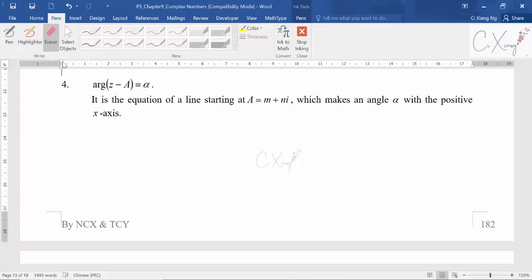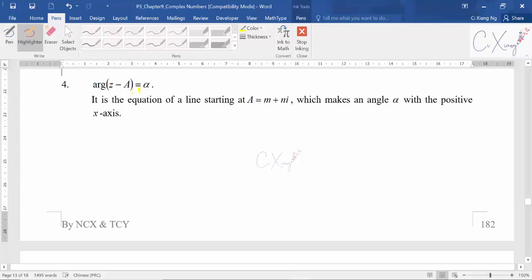Okay, so let us try the last pattern, the third pattern of the locus graph. The third pattern is about the argument. If you look at the left hand side, you have the argument of z minus a, a complex number again, which equals alpha. So alpha will be the angle, and usually they will give you the angle measured in radian. So argument of z minus a equals alpha.